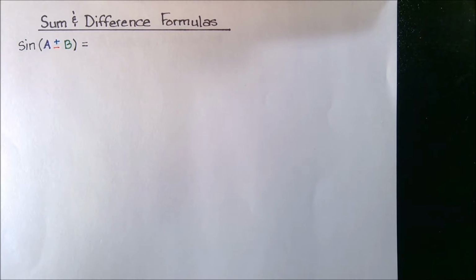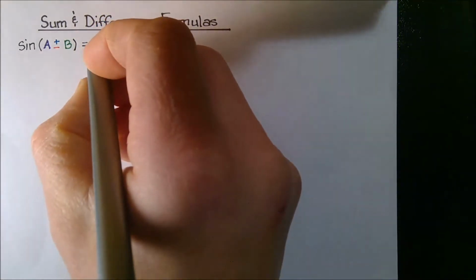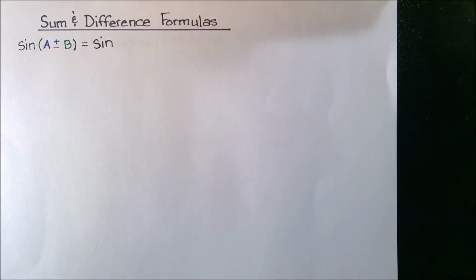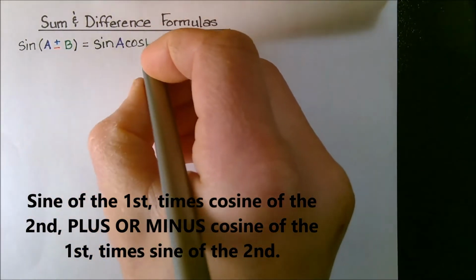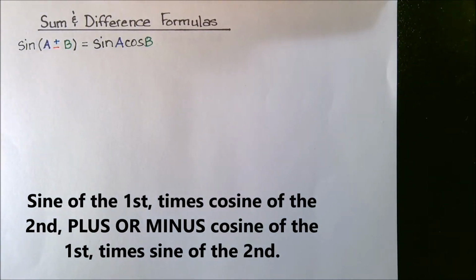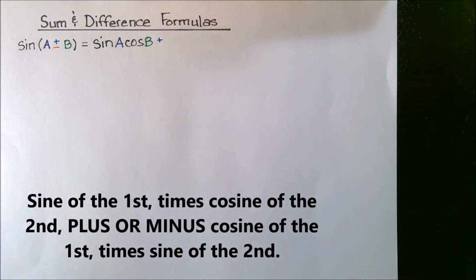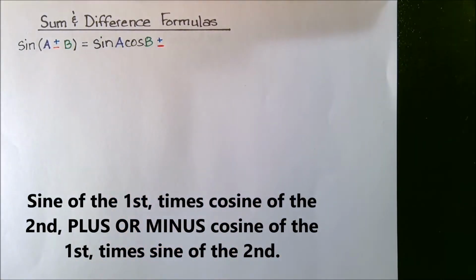I like to think of the sine of a sum as a same sign sandwich. That's just a memorization technique, something that helps us remember what's going on here. So a sine sandwich is actually a cosine sandwich on sine bread. So we go sine of the first angle times cosine of the second angle, and watch the plus or minus. It's the same sign. So if you're taking the sine of a sum, it's still a sum. If you're taking a sine of a difference, A minus B, it's a difference here. So they follow the same pattern.